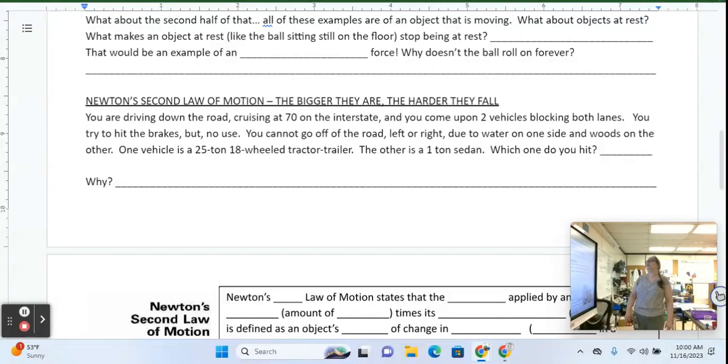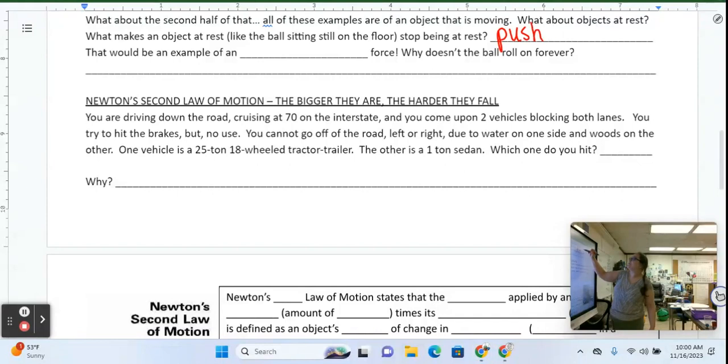All right, the second half of that is that all of these examples are of an object that is moving. What about objects at rest? So what makes an object at rest, like the ball sitting on the floor, stop being at rest? A force, right. Somebody pushes it, pulls it, wind blows it, something. So a force. So we get some sort of push or pull.